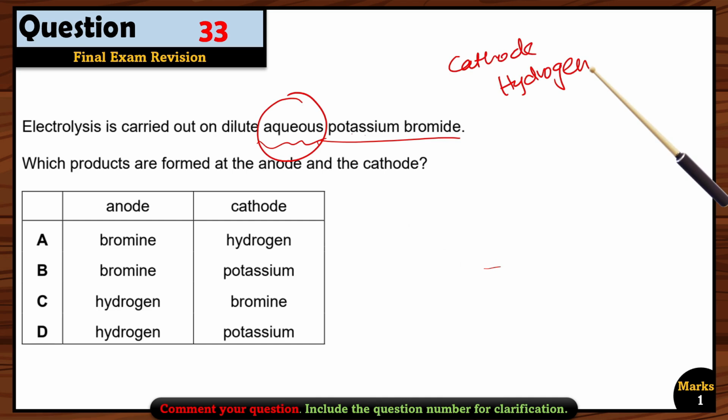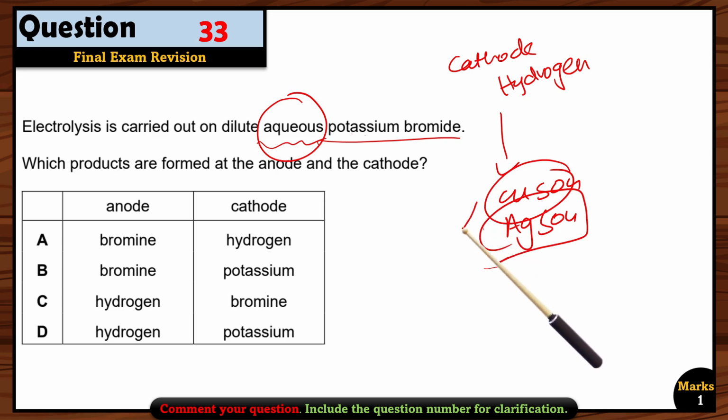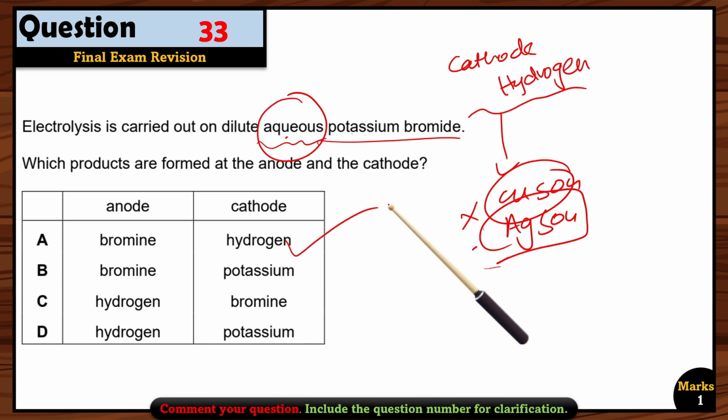The exceptional case is only for copper. In copper sulfate solution, or maybe a silver solution, you will never get hydrogen. But for all other options, if you see the word aqueous or the word solution, the cathode product will always be hydrogen. So can you see the product at the cathode? It's hydrogen. So it means this option is the only right option here. Okay, so you can directly choose option A.